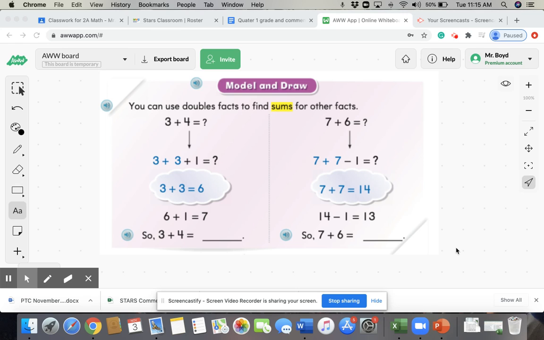Hey Daniela, so we're going to use our double facts to help us solve and find some sums, the answer to an addition problem. So we know our double facts are examples like right here, when we add 3 plus 3, or 7 plus 7. When we're adding the same number twice, we're doubling the number, or using our double facts.